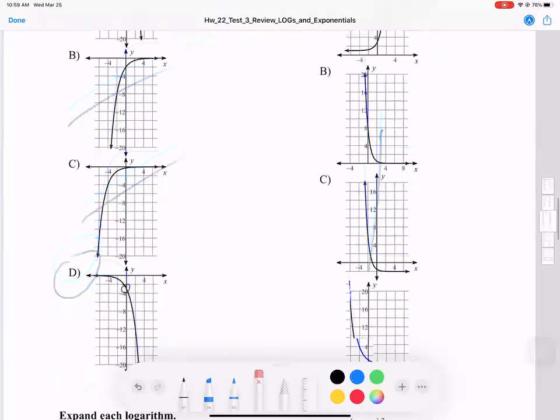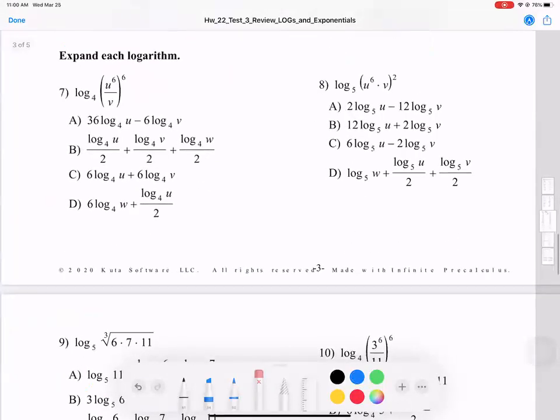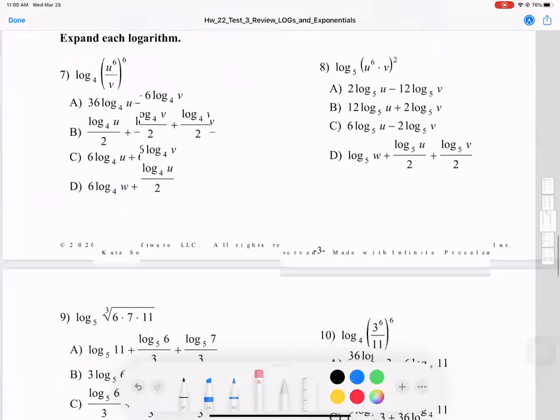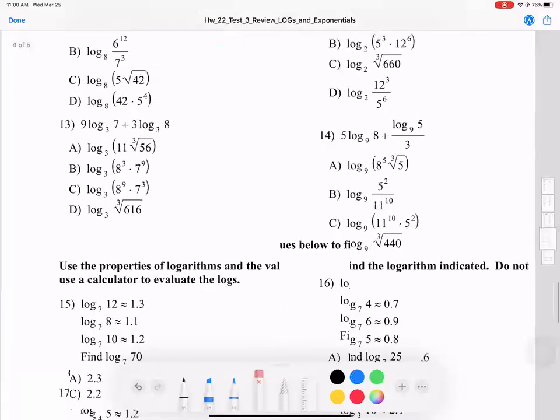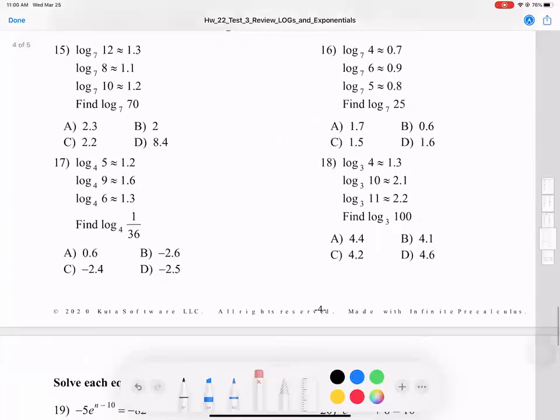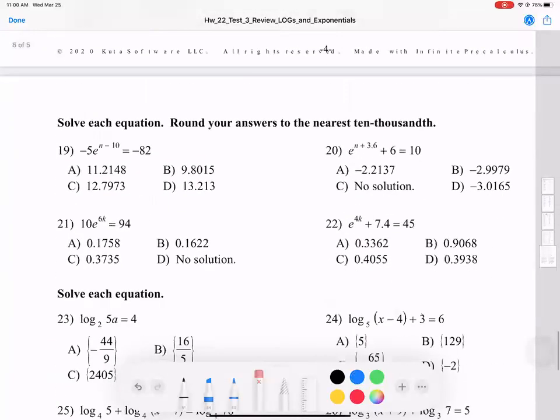The rest of the problems, like expanding and condensing, that's what you guys did yesterday. Properties, we did that yesterday. Solving for the exponent: get rid of the 5, then log both sides, then get rid of the 10. Get rid of the 6. Log both sides, and then get rid of the 3.6.